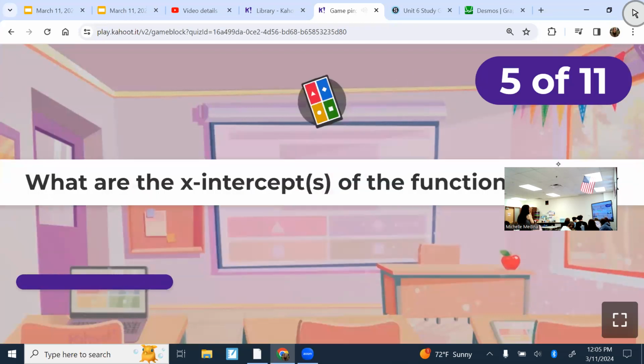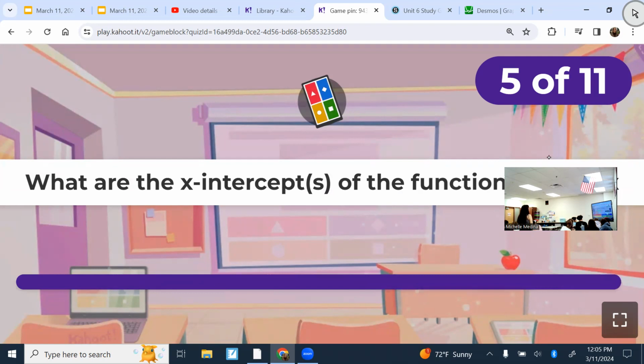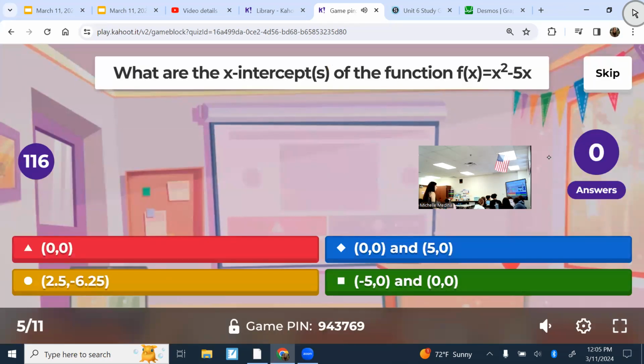Not going to be the first one to be able to finish the Kahoot. What are the x-intercepts of the function x squared minus 5x? What are the x-intercepts?